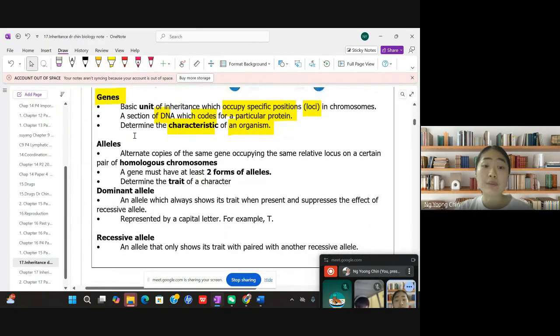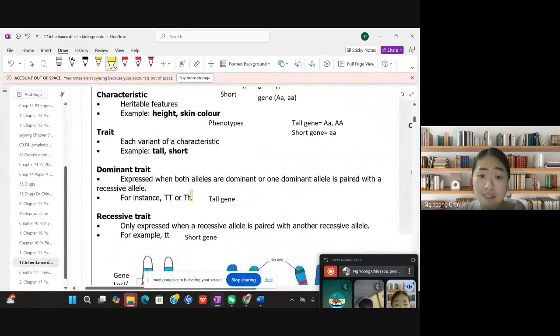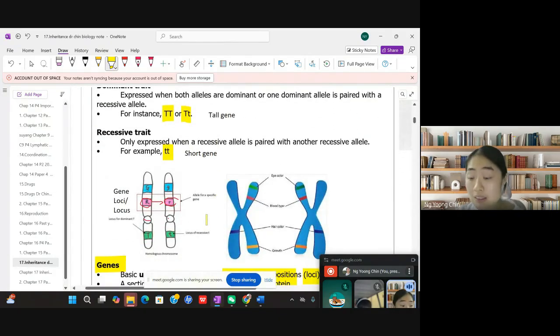And then how about this one? Alleles. Alleles refer to the alternate copies of the same gene, occupying the same respective locus on a pair of homologous chromosomes. Okay, you can highlight here: a gene must have at least two forms of alleles. What does it mean? Alleles refer to this, just like I showed you: two big T, one big T and one small t, and two small t. So this is referred to as the alleles.